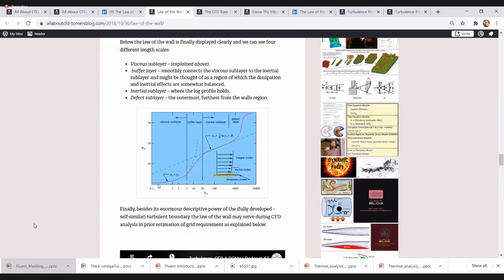But it looks like this. We have the viscous sublayer, we have a connecting layer here, which we don't regard. It's called the buffer layer. And then there is the log layer. What you can see is that, as I said, the epsilon equation cannot be integrated to the wall.